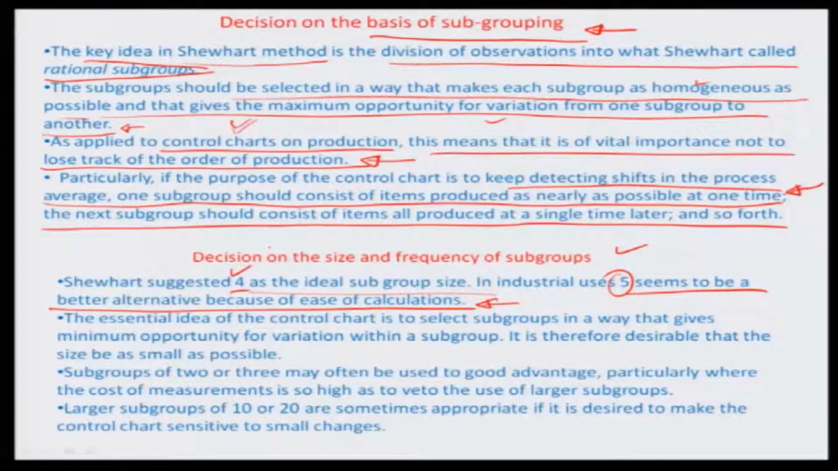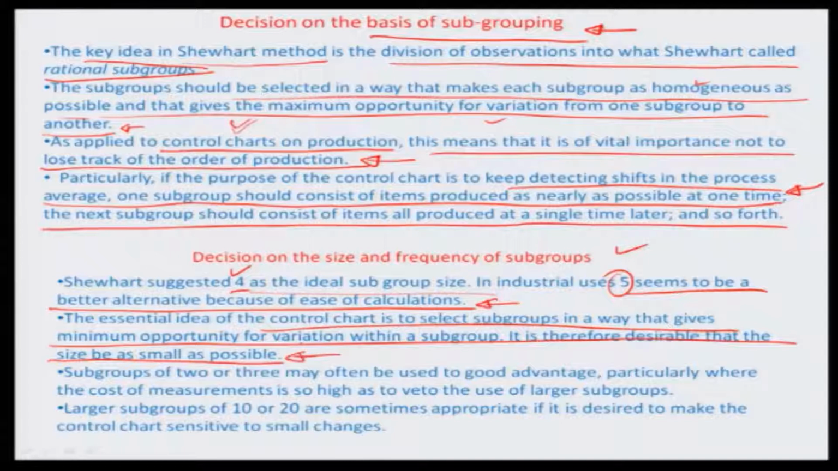The essential idea of the control chart is to select the subgroup in a way that gives minimum opportunity for variation within the subgroup. It is therefore desirable that the size of the subgroup be as small as possible. Subgroups of 2 or 3 may often be used to good advantage, particularly where the cost of measurements is very high, and so you can save some cost by creating a smaller subgroup size.